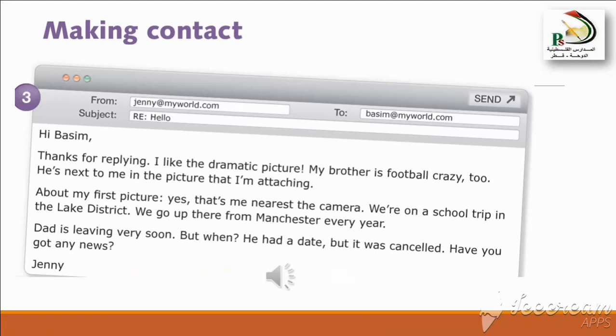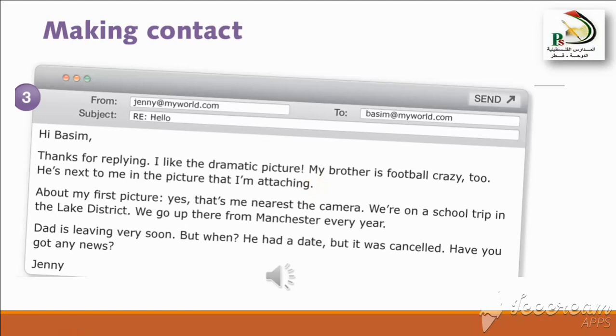Here, this is the third email and the second from Jenny. Thanks for replying. I like the dramatic picture. Why does she say dramatic? Because if you focus on the picture, you will feel that Basim is about to score the goal. So, we cannot say whether he would score it or not.